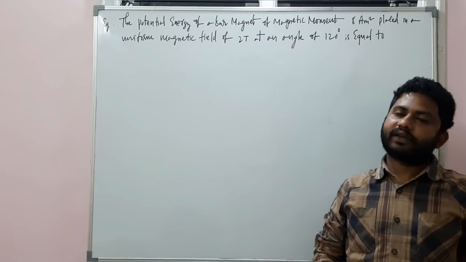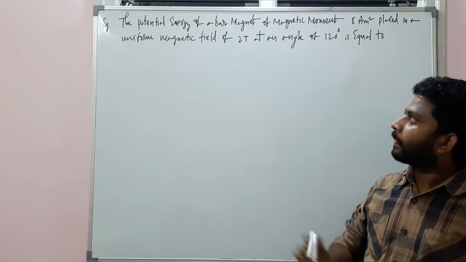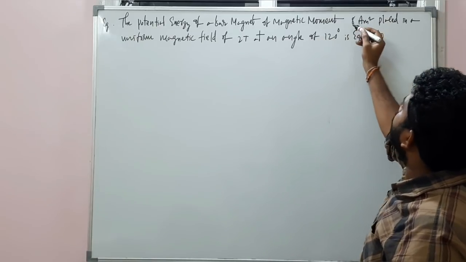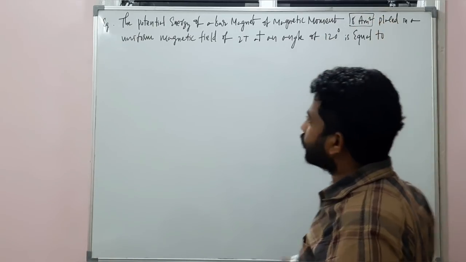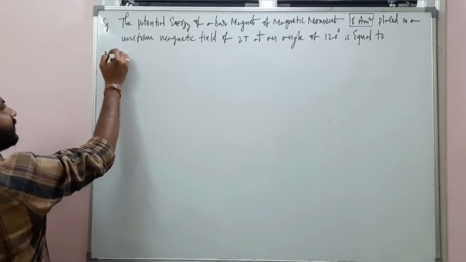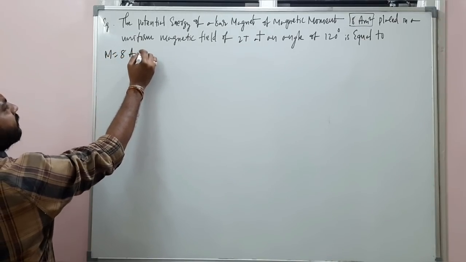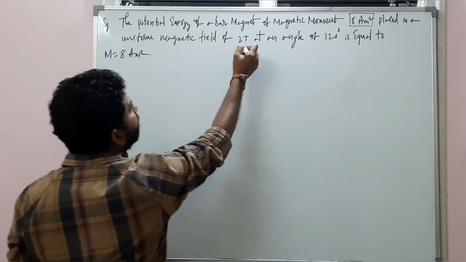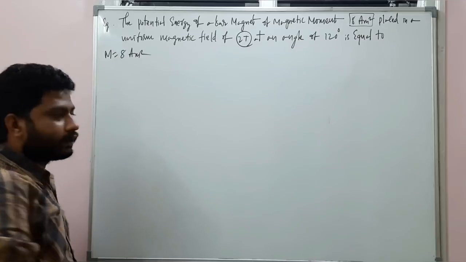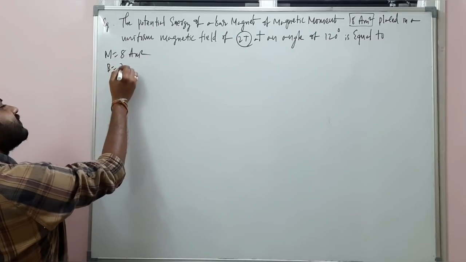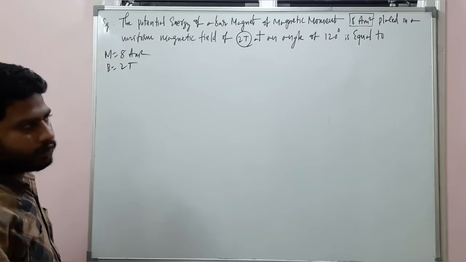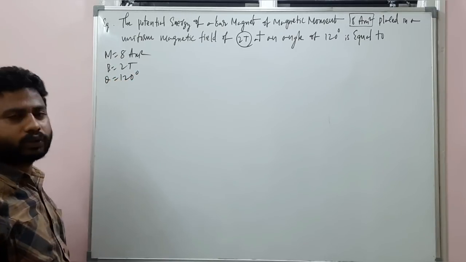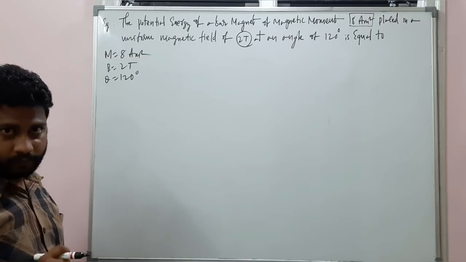Let's look at the given numerical. The potential energy of a bar magnet of magnetic moment 8 ampere meter square, so the given magnetic moment is 8 ampere meter square, and this is placed in a uniform magnetic field of 2 Tesla. So the magnetic field is given as 2 Tesla. At an angle of 120 degrees, we need to find the potential energy. Ready?